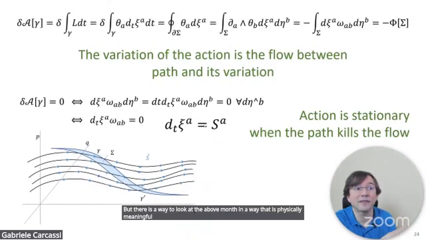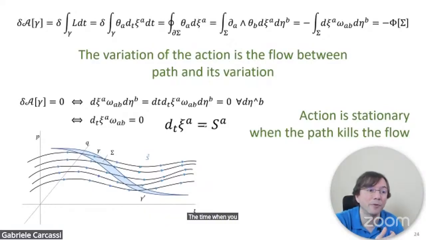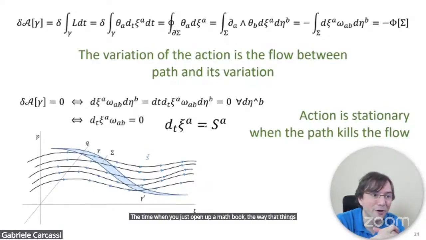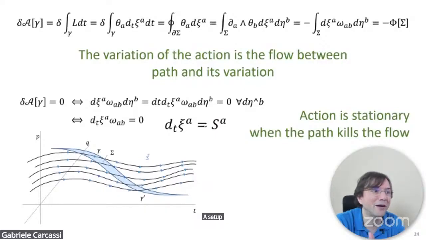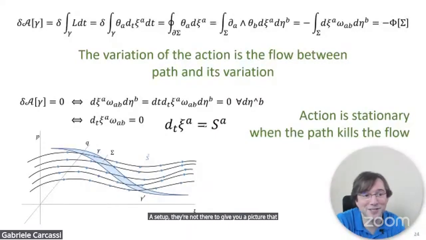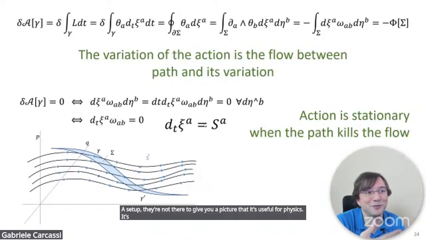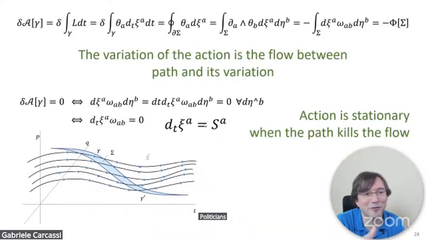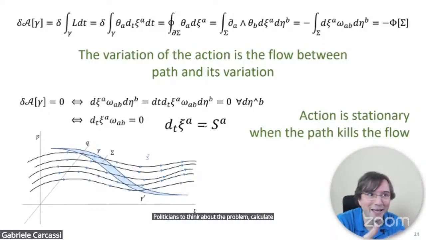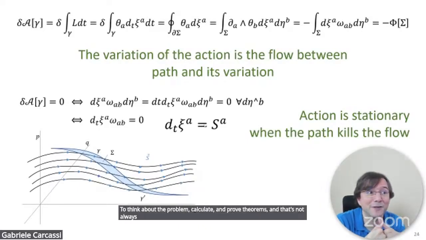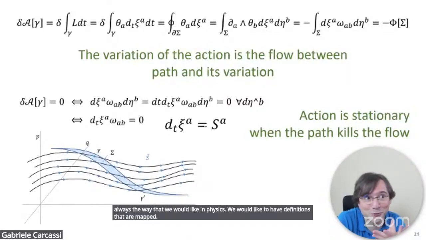And a lot of the time, when you just open up a math book, the way that things are set up, they're not there to give you a picture that is useful for physics. It's a picture that is useful for mathematicians to think about the problem, calculate, and prove theorems. And that's not always the way that we would like in physics. We would like to have definitions that are mapped closely to what we would like.